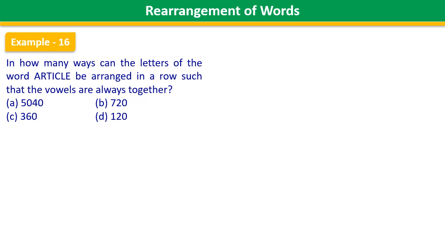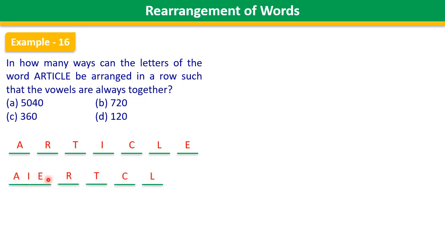Another example: in how many ways can the letters of the word ARTICLE be arranged in a row such that vowels are always together? Now in this word ARTICLE, how many vowels are there? A is a vowel, I is a vowel and E is a vowel. We want these three vowels to always be together when we rearrange the letters. So I will club these three vowels and consider them as one single unit like this: A, I and E. And the remaining four are consonants.